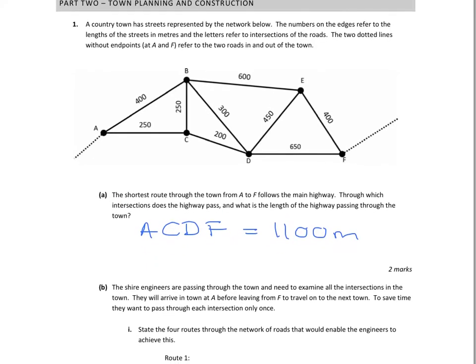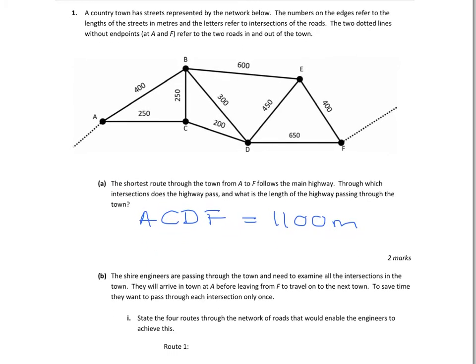The question asks us to state the 4 routes through the network of roads that would enable the engineers to achieve this. At this point it only asks for what the 4 paths are, but part 2 asks us the shortest of the 4. So I'm going to work out the distances as we go.